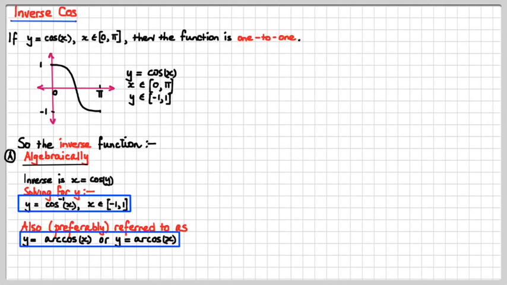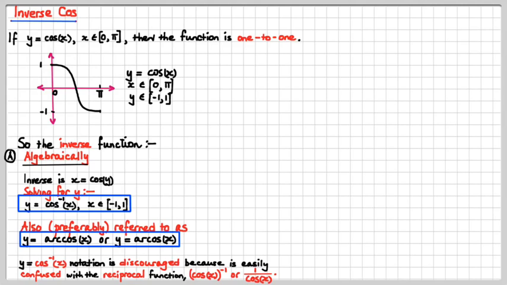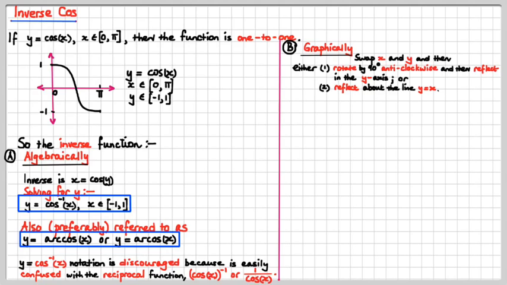Yes, good. Preferably referred to, again, as arc cos or r cos, right? That notation is very confusing, so please give it a miss, because it's confused with the reciprocal, this beast and this beast. How confusing is it? I mean, why did someone ever start using that notation? I don't know.